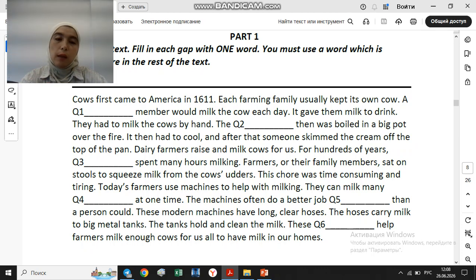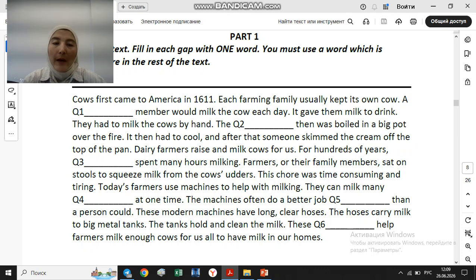After that there is the word member. So let's find the word from the words before this gap. Cow. A cow member would milk the cow each day. No, it's not going to suit here. Own, no. Kept, no. Family. A family member would milk the cow each day. Yes, we need this word here. It gave them milk to drink. They had to milk the cows by hand. The blank was then boiled in a big pot over the fire.